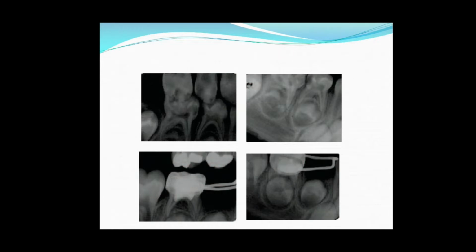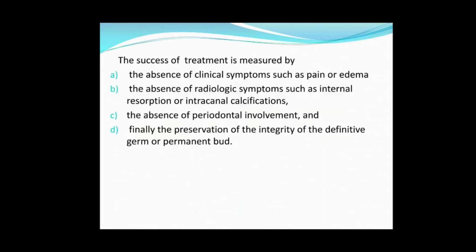This radiograph shows a tooth completed with pulpotomy followed by placement of crown and loop. The success of the treatment is measured by the absence of clinical symptoms such as pain or edema, the absence of radiological symptoms such as internal resorption or intracanal calcifications, the absence of periodontal involvement, and finally the preservation of the integrity of the permanent tooth germ or permanent bud.